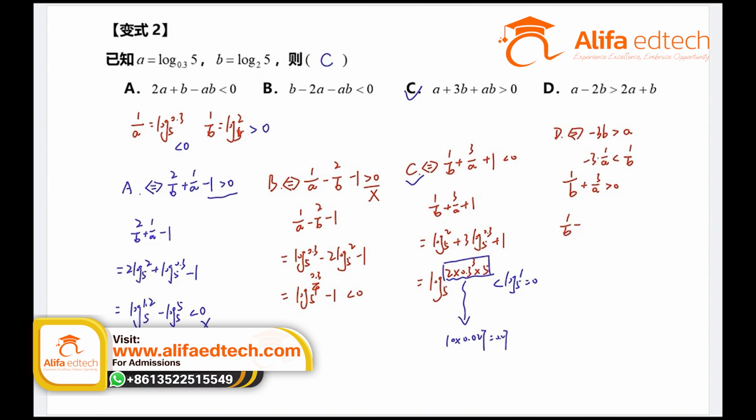Let's calculate 1 over B plus 3 over A. 1 over B is log base 5 of 2, and 3 over A is 3 times log base 5 of 0.3. So that gives us log base 5 of 2 times 0.3 cubed, which is 2 times 0.027, which is 0.054. So this is definitely smaller than log base 5 of 1, meaning it's less than 0, but you need to prove it's greater than 0. So it's wrong.